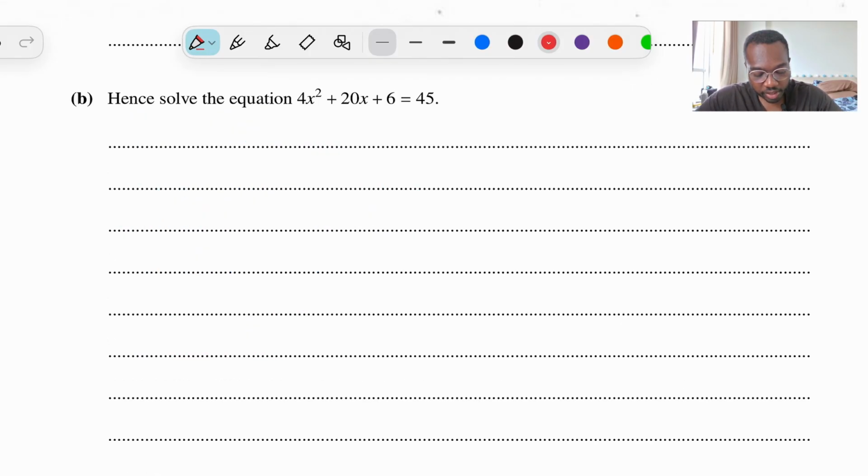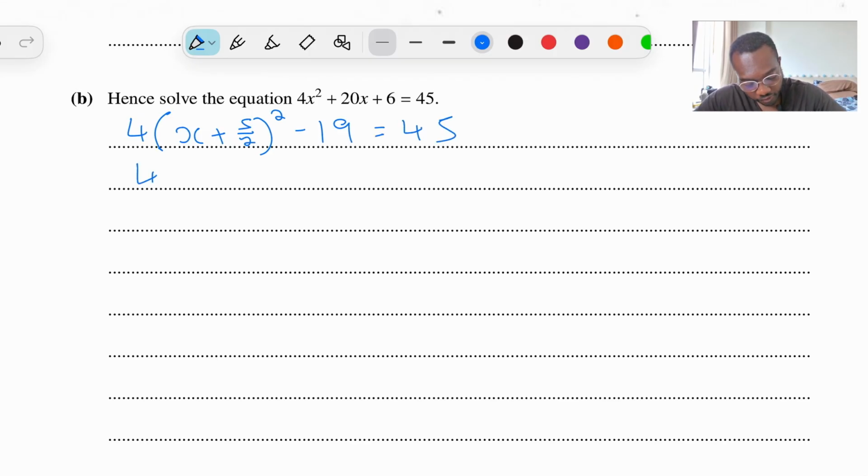For part B now, we need to solve this equation of 4x squared plus 20x plus 6 is equal to 45. So what we can do is use what we just did in the previous question. In the previous question, we got 4 times (x plus 5 over 2) squared minus 19, and we can effectively replace that with the 4x squared plus 20x plus 6. So if we keep that there, that must be equal to 45.